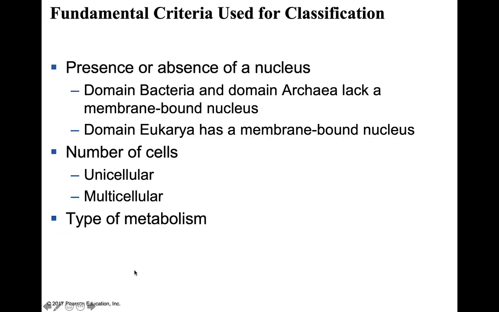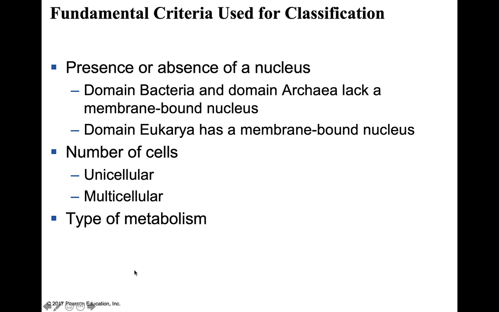Now, if we're looking at criteria that are used for classification, one of the most important things is whether or not a cell has a nucleus. If I look at bacteria and archaea, they do not have a membrane-bound nucleus. That's going to be a very, very critical distinction. The domain eukarya has a membrane-bound nucleus, so that's going to be important.